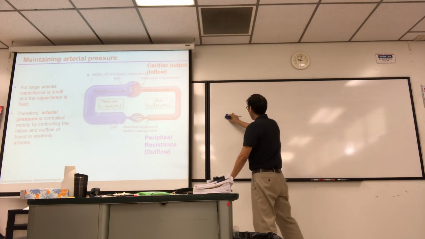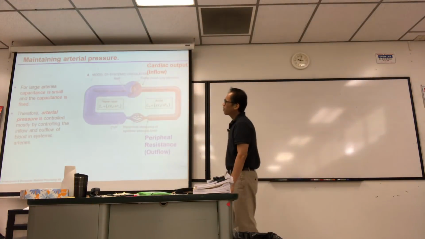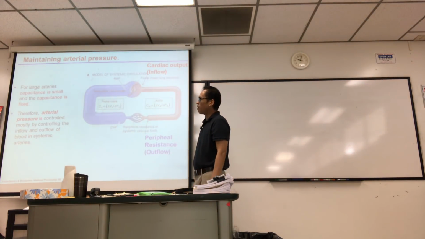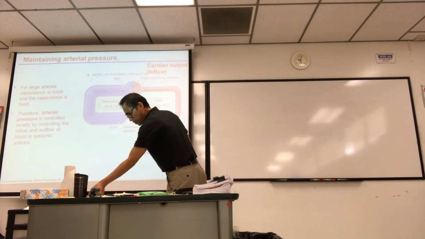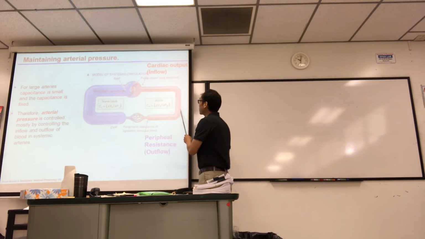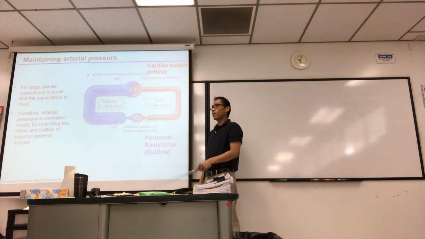What else is up there? For large arteries, the capacitance is small and it's fixed. Therefore, arterial pressure is controlled mostly by controlling the inflow and outflow into the arteries. So this time, when we talk about inflow into the arteries, how does blood get into the arteries?